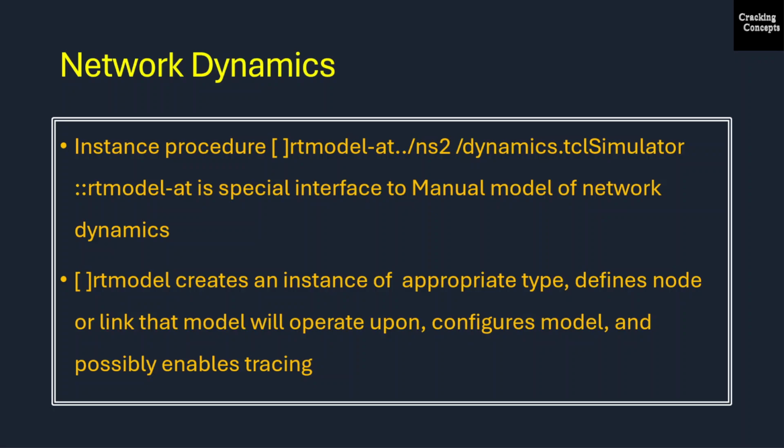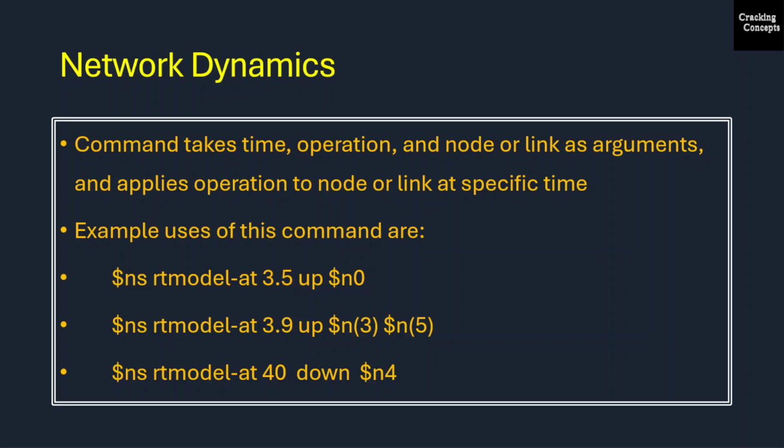Now the instance procedure rtmodel-at is specified in this part. It is a special interface to the manual model of network dynamics. The routine rtmodel creates an instance of the appropriate type, defines the node or link that the model will operate upon, configures the model and possibly enables tracing. The command takes the time, operation and node or link as arguments and applies the operation to the node or link at the specified time.